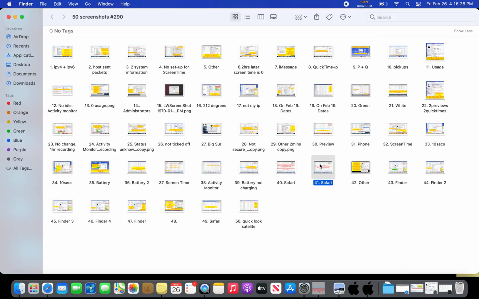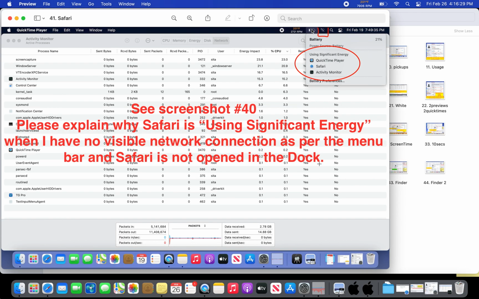And then I turned off network, and Safari is still running. There's QuickTime running here. Look here. There's QuickTime, and there's screen capture and QuickTime. Your thoughts on why Safari is not listed?